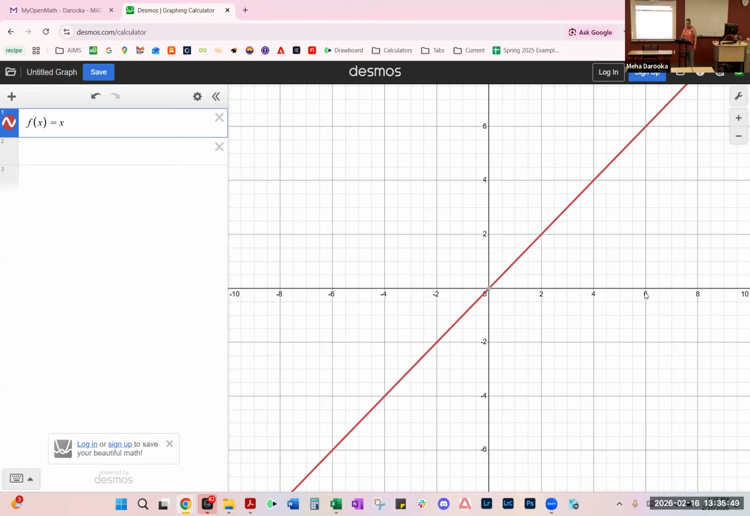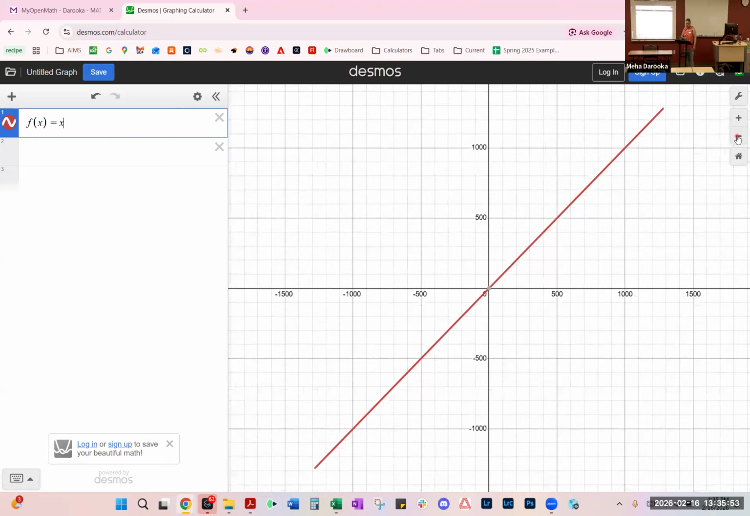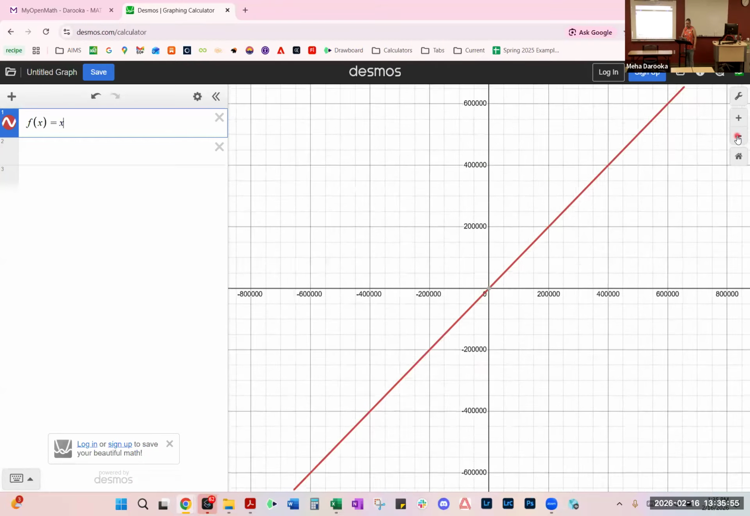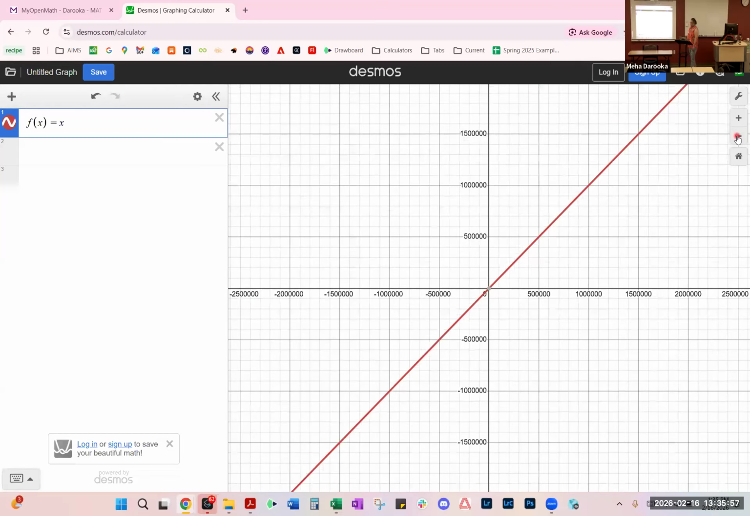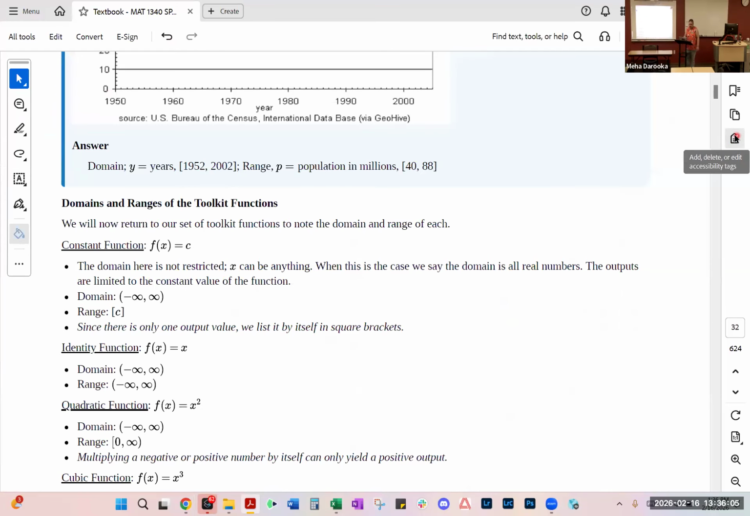And that's because, again, we can zoom out so you get a bigger picture. But look at all those X and Y values when we zoomed out, that line still keeps going, right, in both directions. So yeah, for both your X and Y values, your domain and range for the identity function are going to be all real numbers.